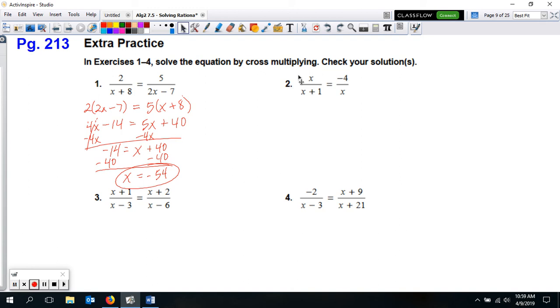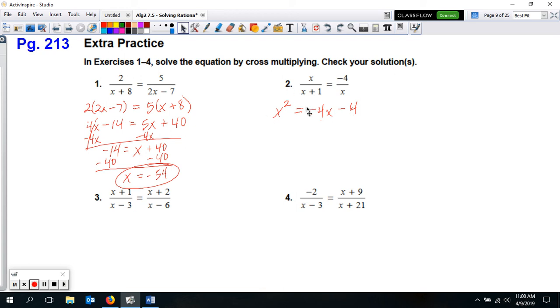Number 2, again, cross multiply. So we can multiply the x's first. X times x will be x squared. And then multiply negative 4 times x plus 1. That'll be a distributive property. I'm distributing as I'm multiplying on this one. See over here I didn't do that. I just kind of put them next to each other and then distributed. But negative 4 times x is negative 4x. Negative 4 times 1 is negative 4. So you can kind of do that as well to maybe save yourself just a little bit of time.